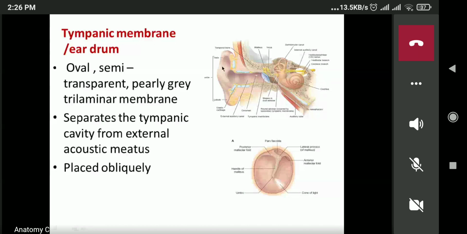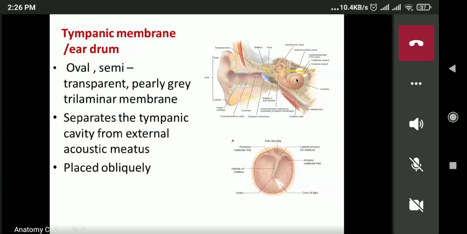This is the auricle, the external acoustic meatus. This is the tympanic membrane here. This is the middle ear cavity, and this is the internal ear. Till here is the external ear. So the tympanic membrane separates the external ear from the middle ear, and this is the internal ear. The tympanic membrane is oval in shape, and it is placed obliquely.